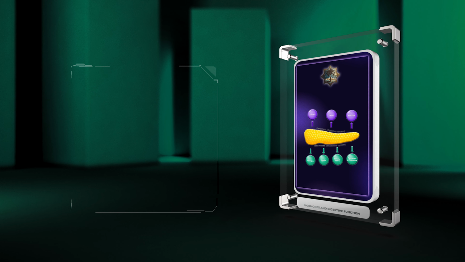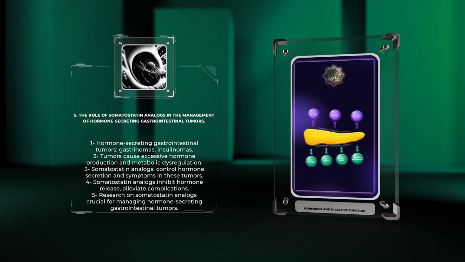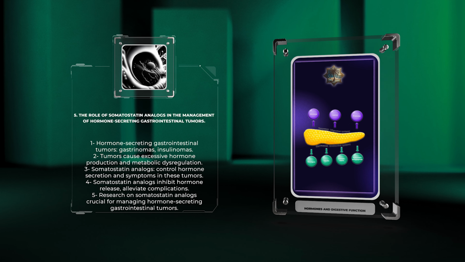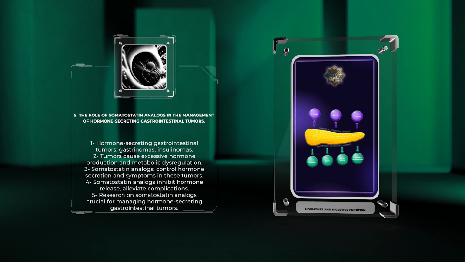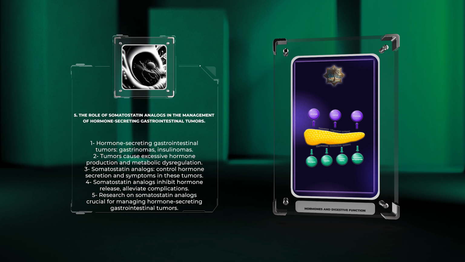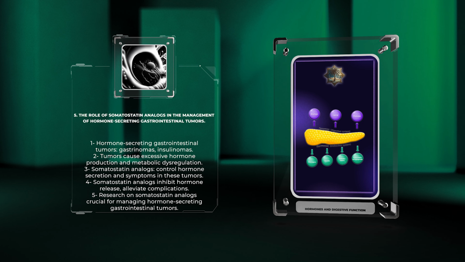Hormone-secreting gastrointestinal tumors, such as gastrinomas and insulinomas, can lead to excessive hormone production and subsequent metabolic dysregulation. Somatostatin analogs, synthetic compounds mimicking the actions of the hormone somatostatin, have proven to be effective in controlling hormone secretion and symptoms in these tumors. By inhibiting hormone release from these tumors, somatostatin analogs alleviate the associated complications, including hypergastrinemia and hypoglycemia. Research on the mechanisms and clinical applications of somatostatin analogs is crucial for improving the management of hormone-secreting gastrointestinal tumors.